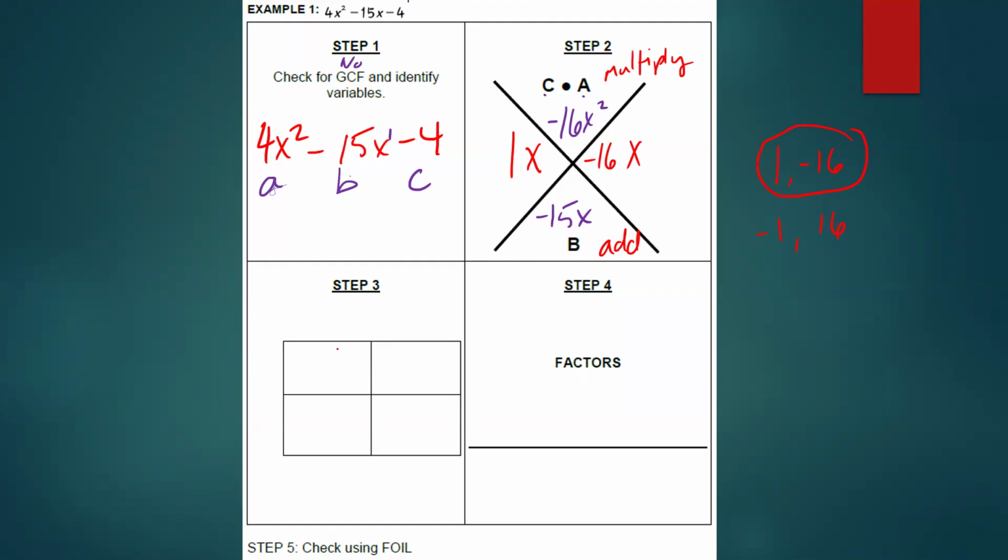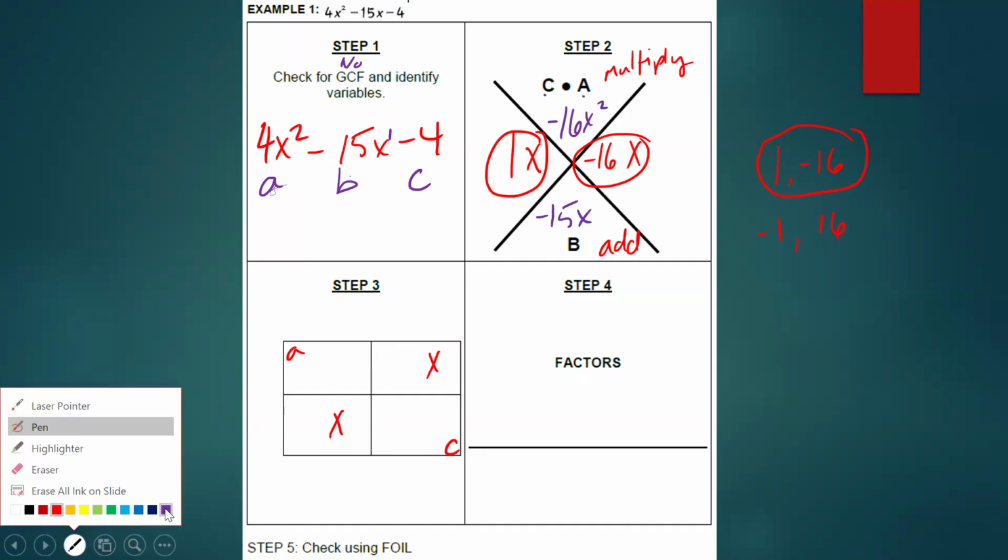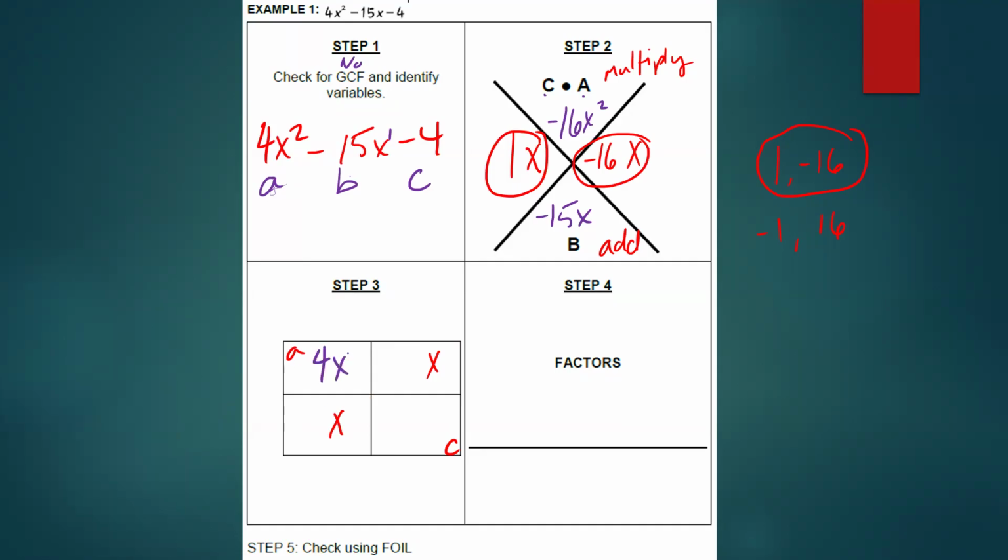Okay. Now box 3 is your GCF box. Your GCF box comes from filling in things you already know. The first box is always your first term, which is your A term. And the last box is always your last term, which is your C term. And your diagonal boxes are your x values from the x. So plugging those in, my A term is 4x squared. My C term is -4. And it doesn't matter which x you put where. So I'm just going to put -16 here and +1 there.